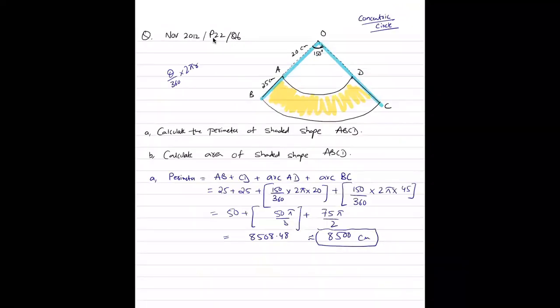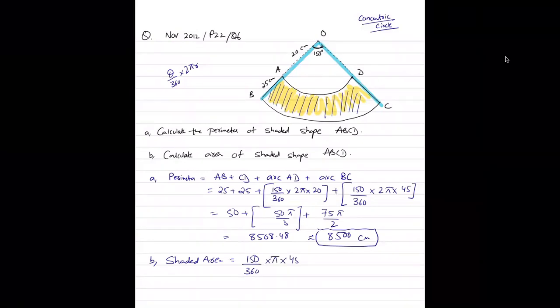Yes. Now for the area of the shaded region, the shaded shape ABCD, you can just take the area of the larger sector minus the area of the smaller sector. So the shaded area is just going to be the area of the sector OBC, that is 150 upon 360 multiplied by pi times radius 45 squared, minus the area of the smaller sector, that is 150 upon 360 times pi times 20 squared.